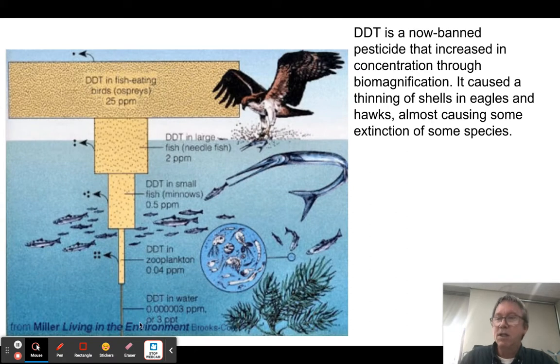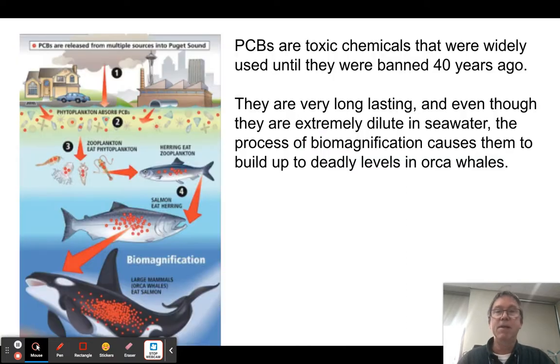Speaking of which, there's a little bit in the environment, and the DDT slowly builds up as we go up in trophic levels until we had bald eagles and ospreys with these huge amounts in them, to the point that they were not able to reproduce anymore. And the answer was: stop making these things.